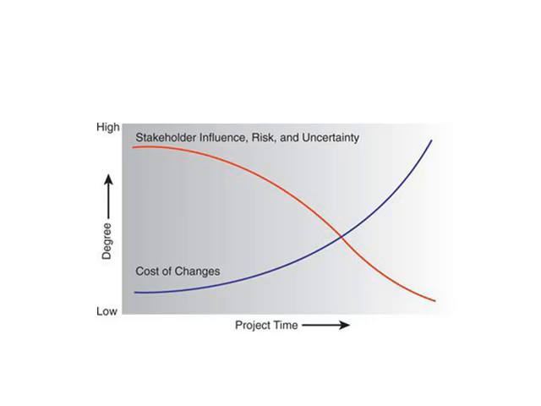This is another graph of project life cycle in which stakeholder influence, risk and uncertainty are being shown across project time. As you see, stakeholder influence, risk and uncertainty are high at the beginning of the projects, and they go down as the project progresses. And another graph shown in blue shows cost of changes. The cost of changes are low at the beginning of the project, while they become high at the end of the project.